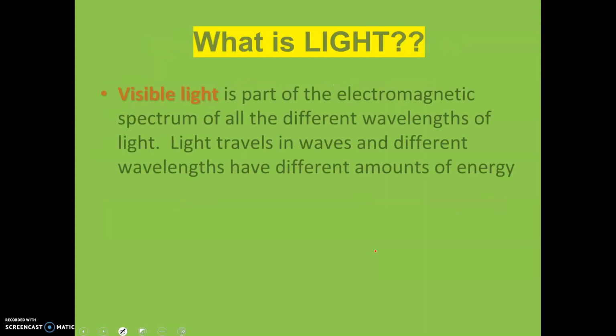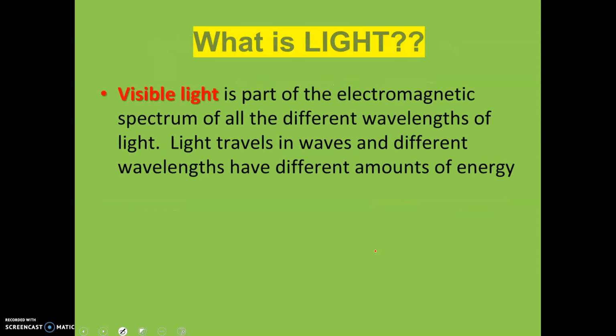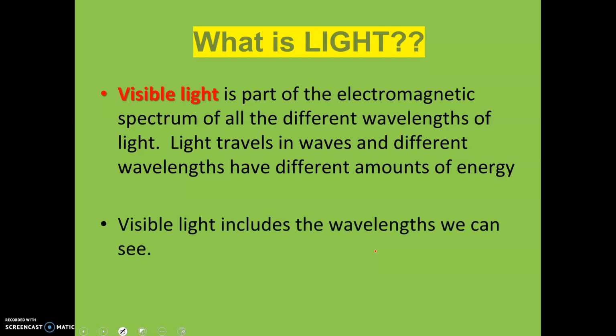All right, a reminder that light, and you may have learned about this in middle school, has an entire electromagnetic spectrum. You can only see a very small portion of it, and that's what we call visible light. It's the light that your eyes can actually detect. Light travels in waves, and different wavelengths of light have different amounts of energy, and they actually look like different colors as well. Visible light, again, is just the wavelengths that we can see.